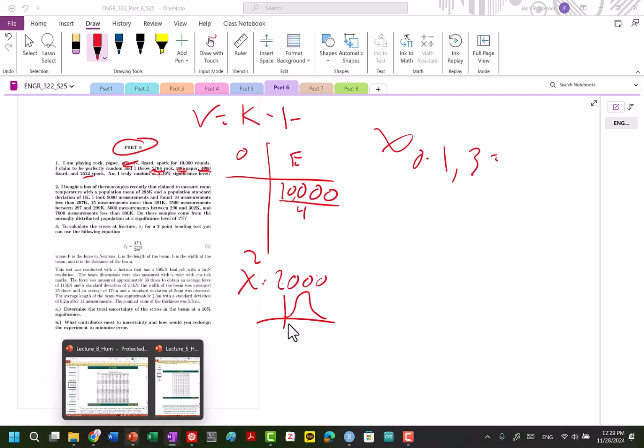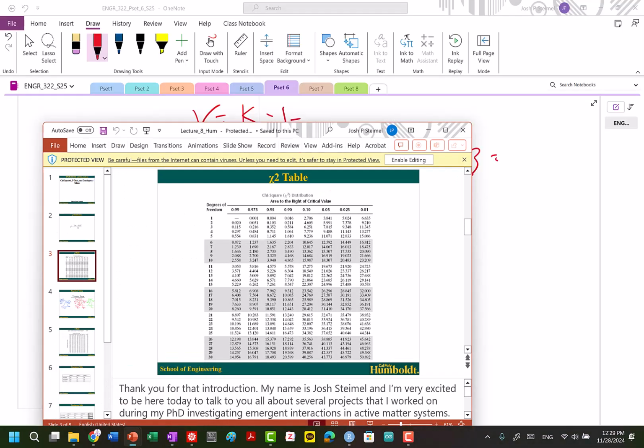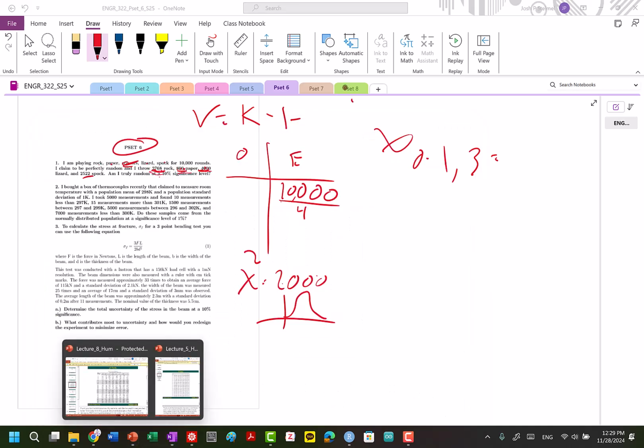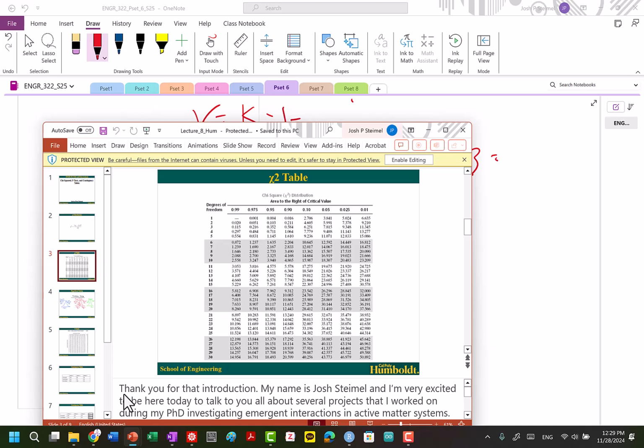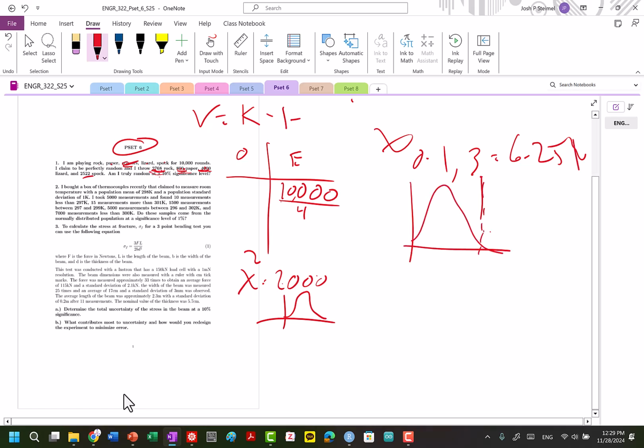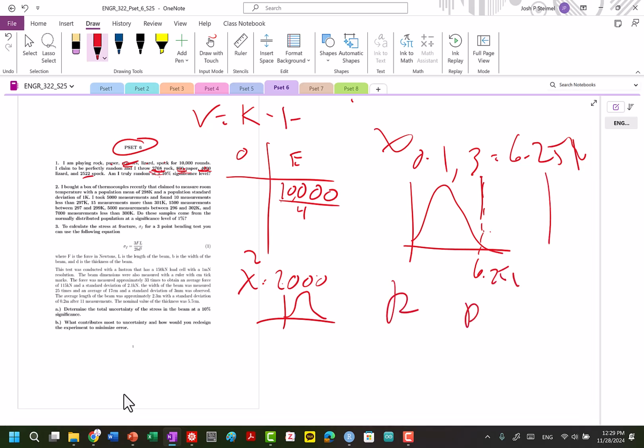Let's look at our chi-square table, even though we don't really need to. 10% significance, so 0.1 with nu of 3 gives 6.251. If we look at our chi-squared, 6.251, 2,000 is way over here. Reject, P is less than alpha. Excellent.